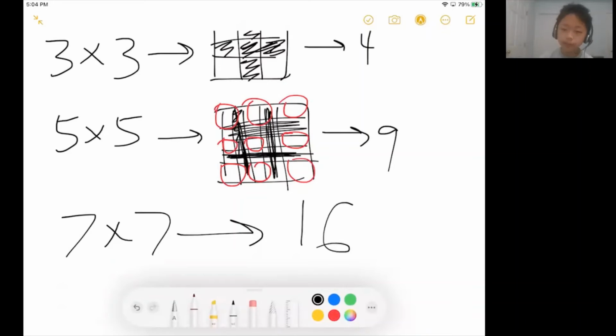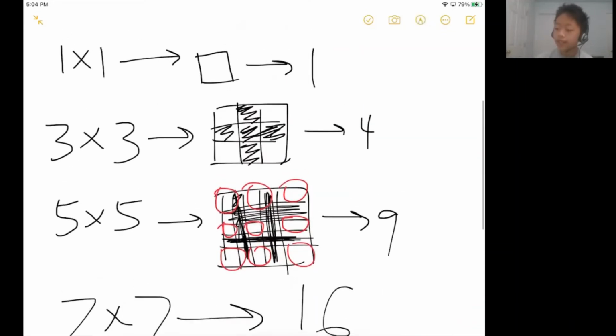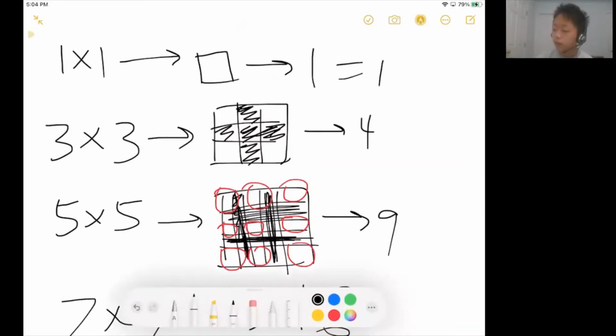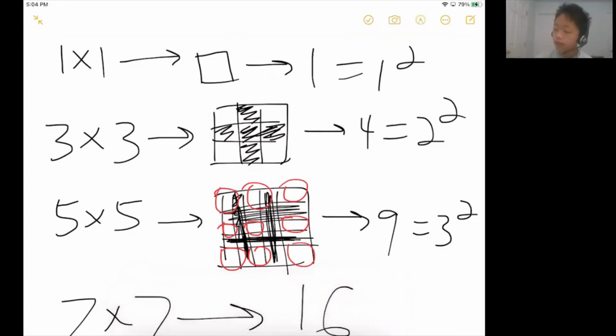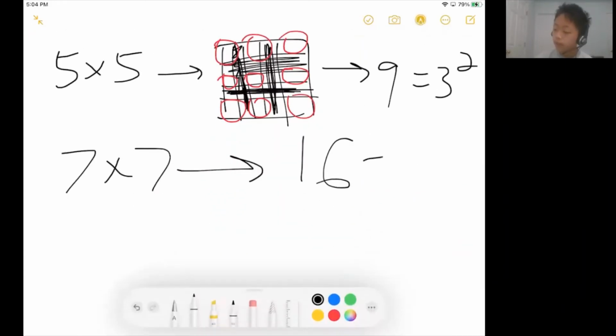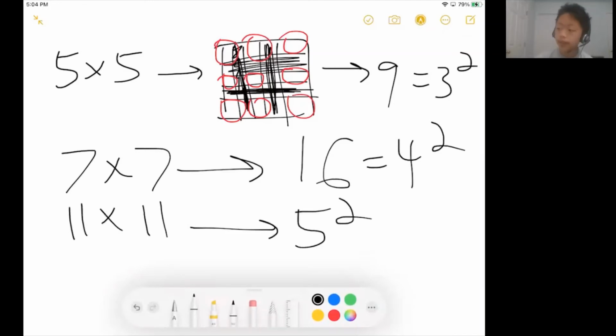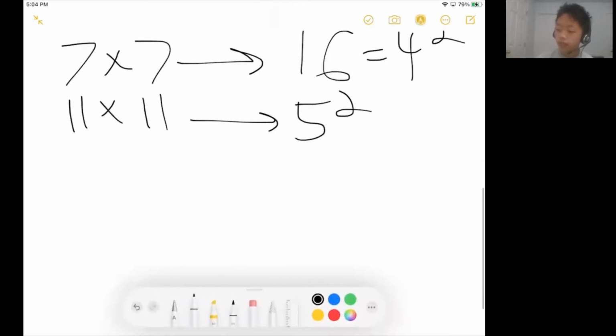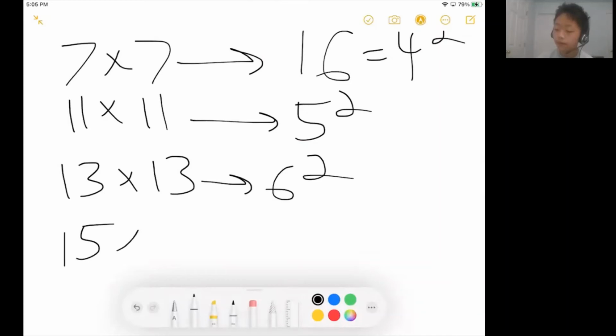So probably the obvious pattern is you start to notice the perfect squares, right? You have 1, 4, 9, 16. 1 is equal to 1 squared, 4 is equal to 2 squared, 9 is equal to 3 squared, 16 is equal to 4 squared. So we can just continue this pattern, right? We know an 11 by 11 would have 5 squared white tiles. A 13 by 13 would have 6 squared white tiles, and a 15 by 15 would have 7 squared white tiles if we just continue this pattern.